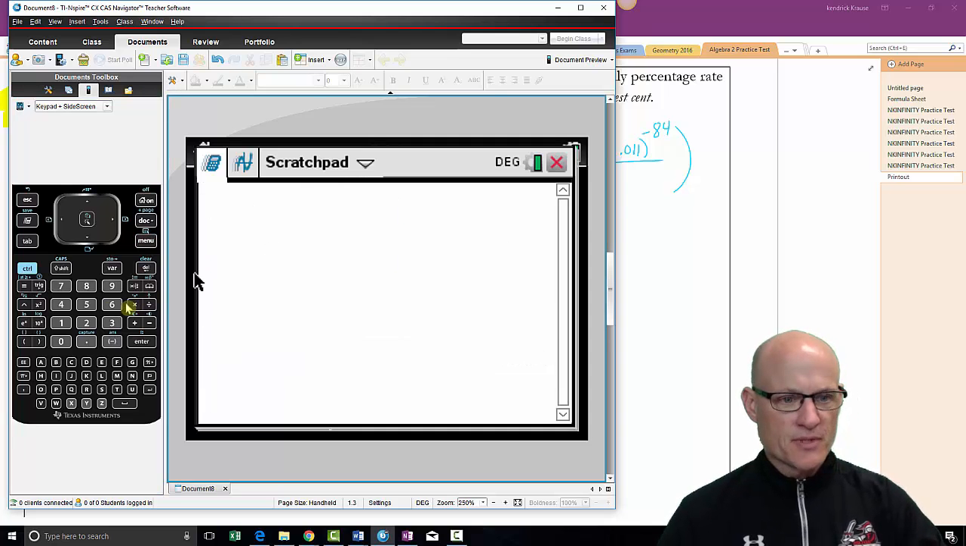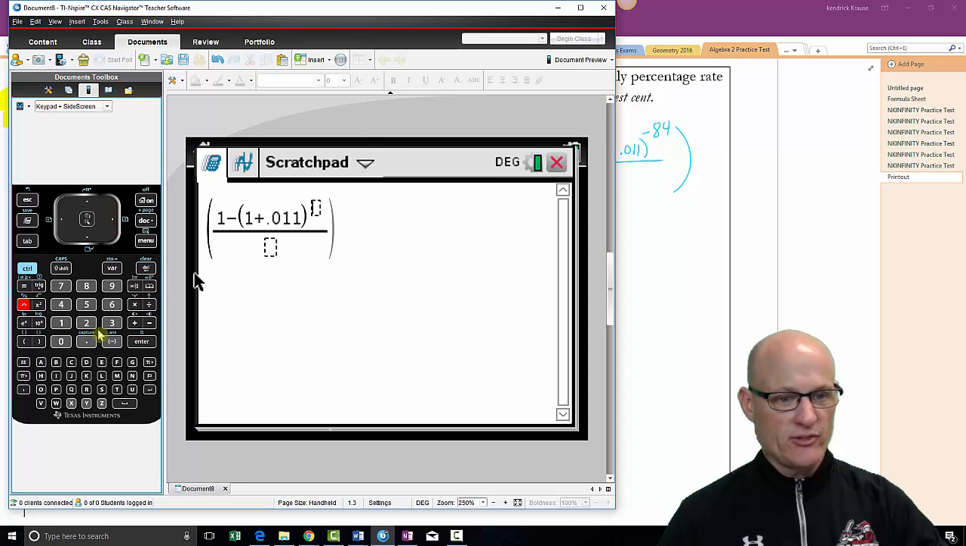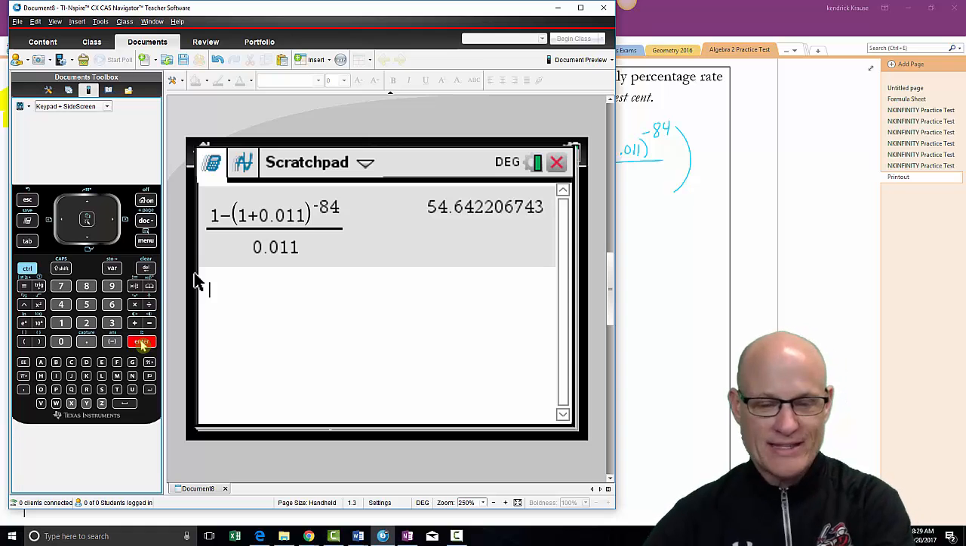Just going to look down. It's control division. Wait, I need parentheses too. Actually, I really don't, but I'm going to put them in there anyway. So 1 minus parentheses 1 plus 0.011. Careful where you put the raising to the negative 84, all over 0.011. Now, you should get partial credit, so I'm going to write this down.